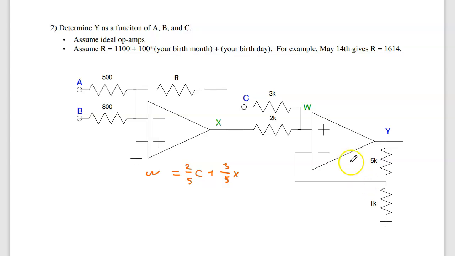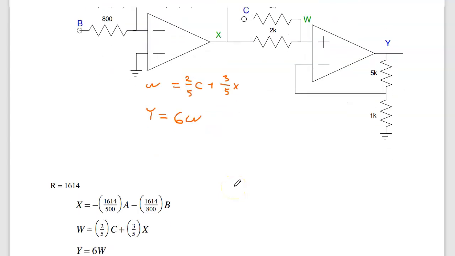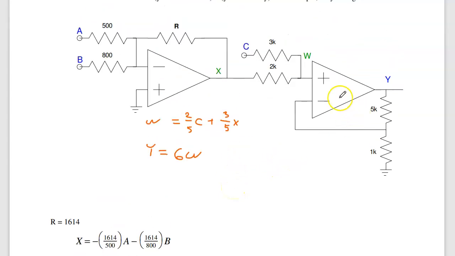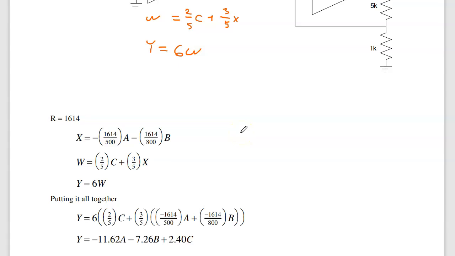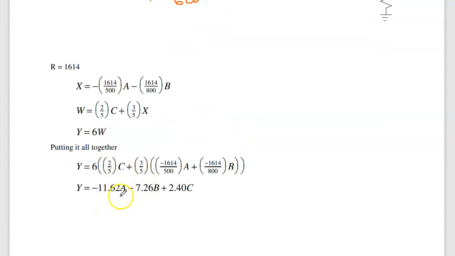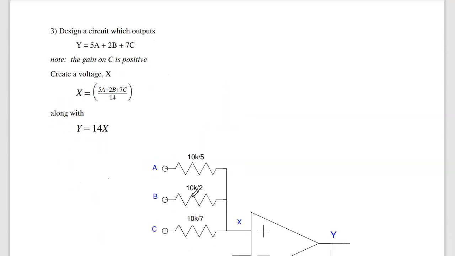y is a non-inverting amplifier. y is equal to 1 plus the ratio, 5 to 1 gives you 6 times w. Put the 3 together, and I'll wind up with the equation of y as a function of a, b, and c. If R is 1614 ohms, what you wind up with is minus 11.6a minus 7.26b plus 2.4c. That's problem 2.